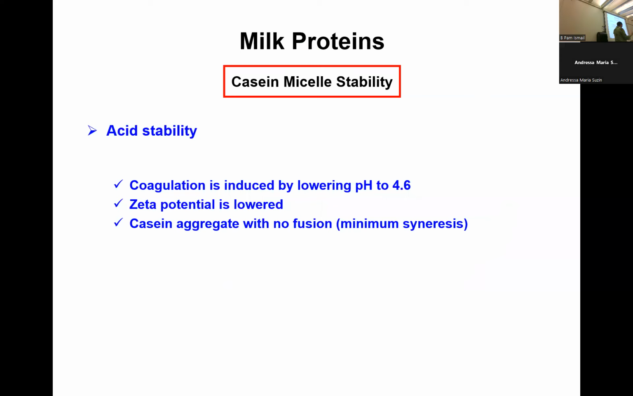We lose the repulsion that we originally had from the glycomacropeptide of the kappa casein. Then the caseins come together and we see minimal syneresis. So we form a gel-like structure holding the water, and that's your yogurt.